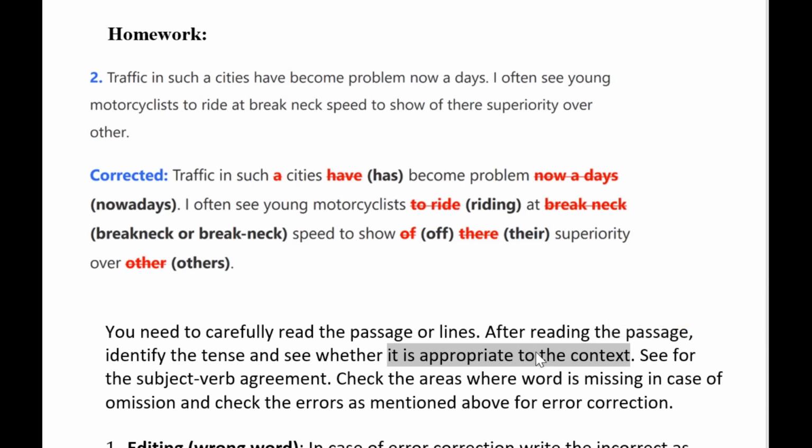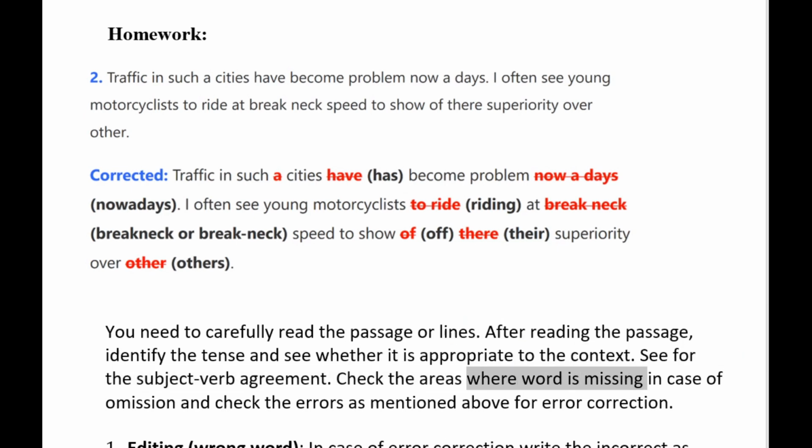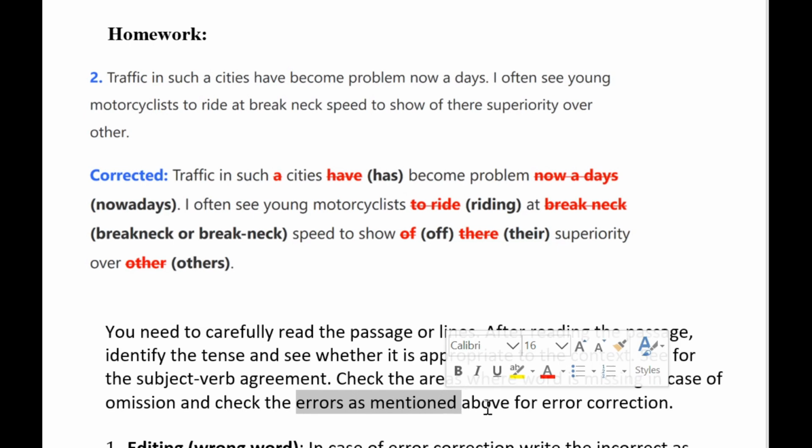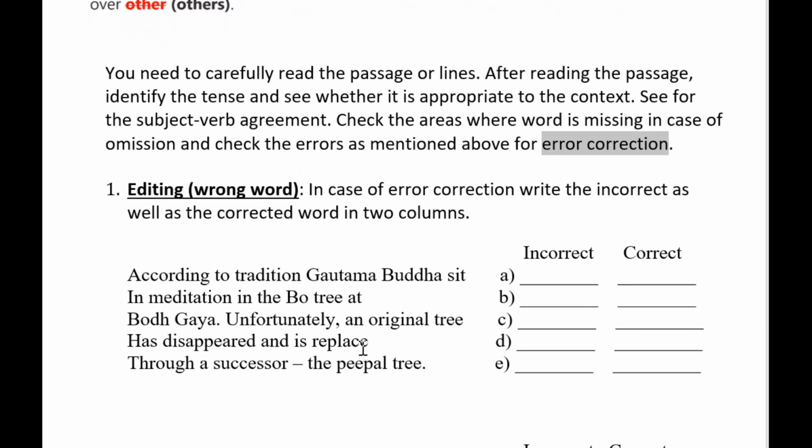You need to identify the tense and see whether it is appropriate to the context. If the sentence is beginning in present tense, it should end with present tense only. If it is beginning with future, it should have a future tense form in the end also. So the content should be appropriate. The form of verb should be appropriate. Check for subject verb agreement, singular and plural. Check the area where a word is missing or words are missing in case of omission, and check the errors as mentioned above for error correction in editing.